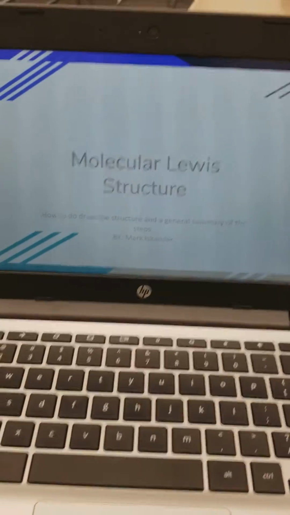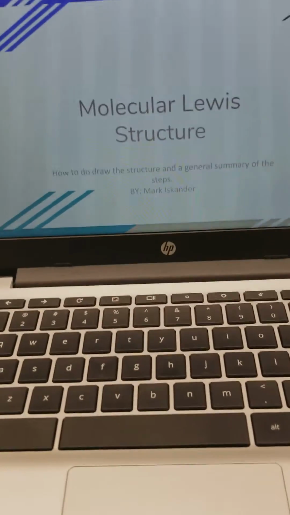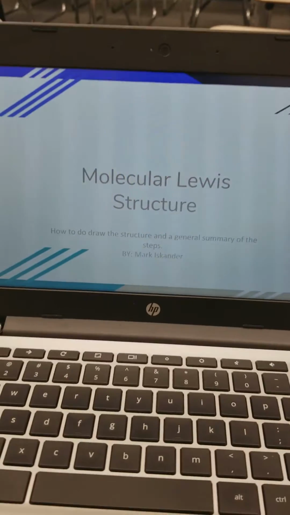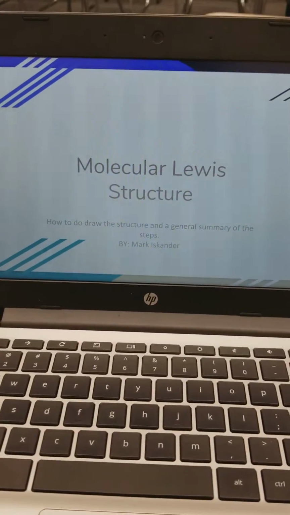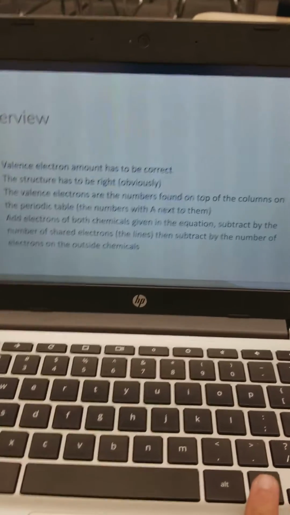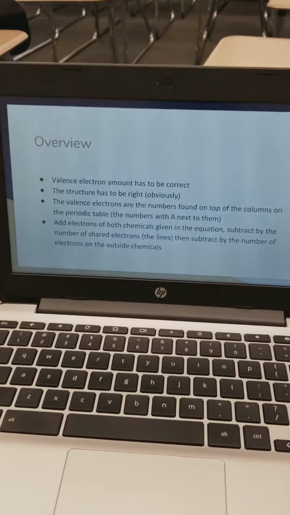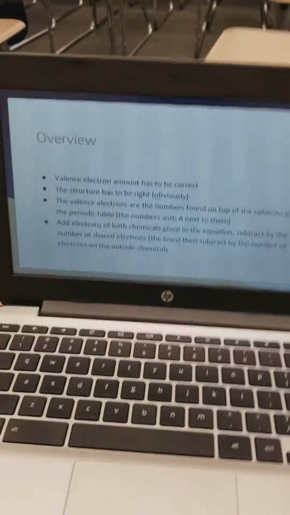Alright, so what's up? I did my problem on the molecular Lewis structure. I'm going to basically describe how to draw the structure and the general summary of the steps. The overview, the important parts are that the valence electron amount has to be correct, obviously.